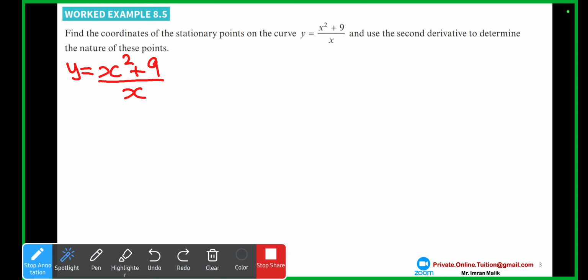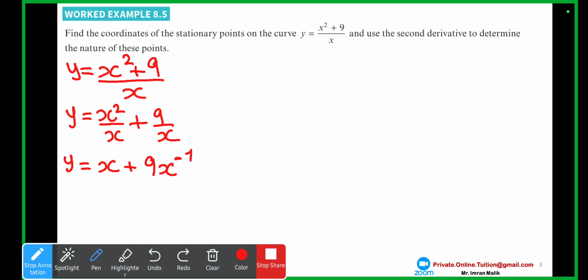Now this equation apparently seems to be a quotient rule, but as you can see that the x is a common denominator, so we can actually simplify this equation as y is equal to x squared over x plus 9 over x, and this simplifies to y is equal to x plus 9 x to the power negative 1. So this is the simplified form of equation y.